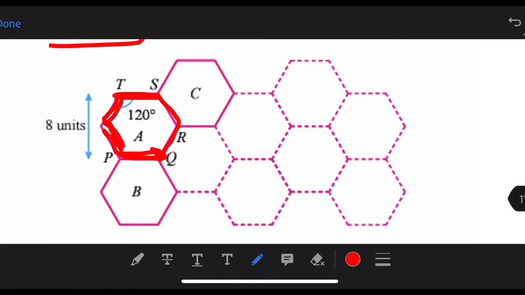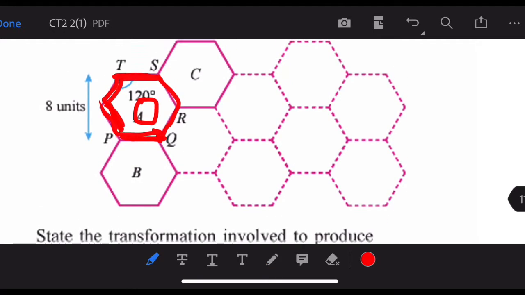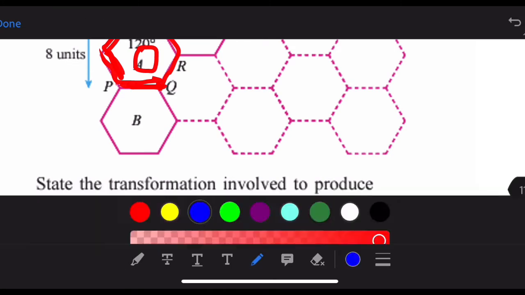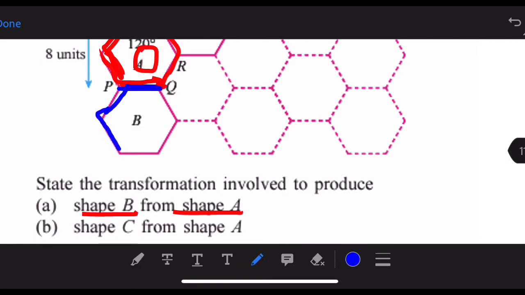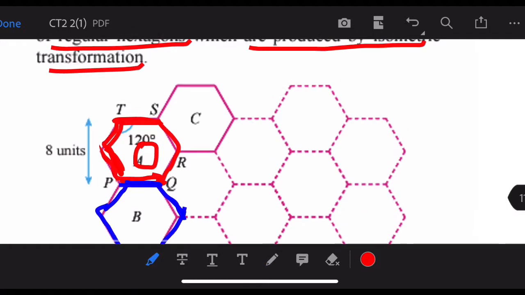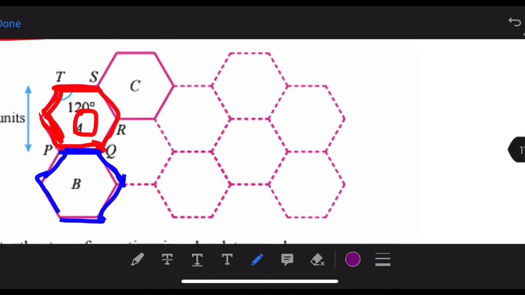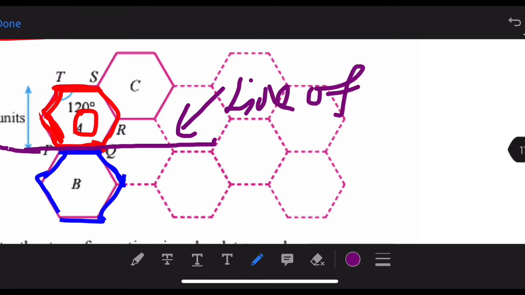So from the object, how do you transform the object to the image B? Okay, so B is the image. So this one is the image, right? So actually we can do rotation, right? We can do reflection. So let's say the easy one will be reflection. So we write here, let's say we reflect. So if we reflect, let me draw the line of reflection. So we will refer to this one as the line of reflection.